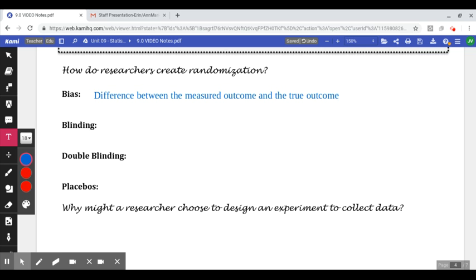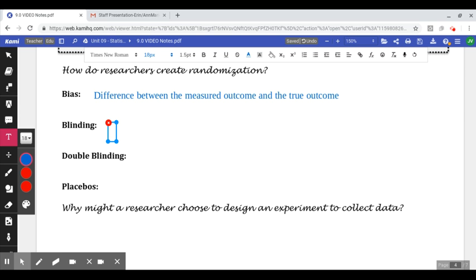What about here with blinding? What is that about? Well, blinding refers to the fact that the subjects don't know what group they are in.